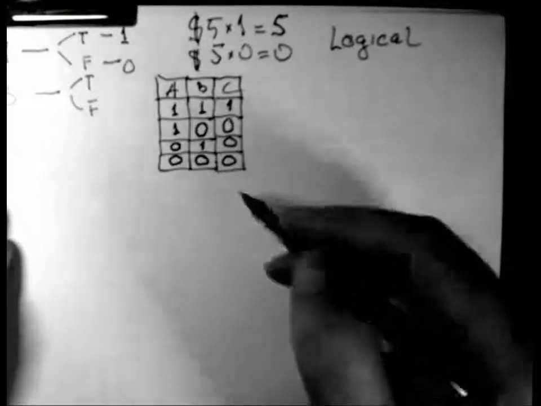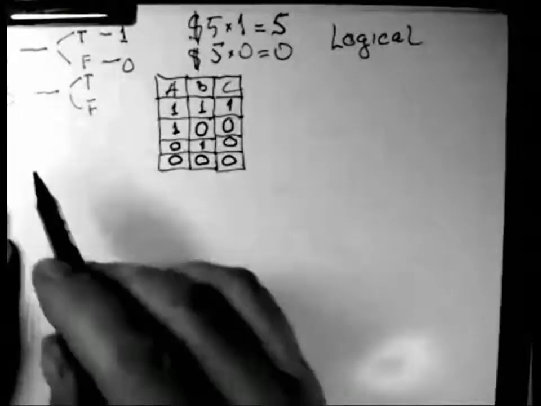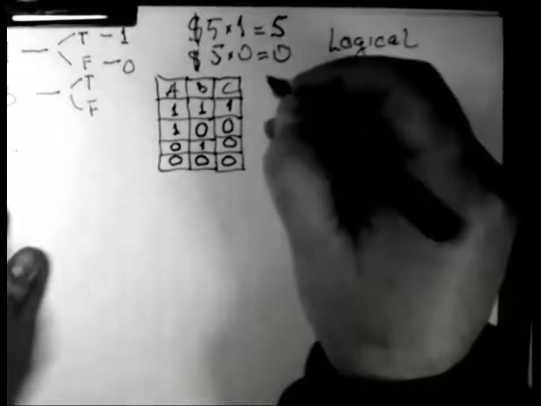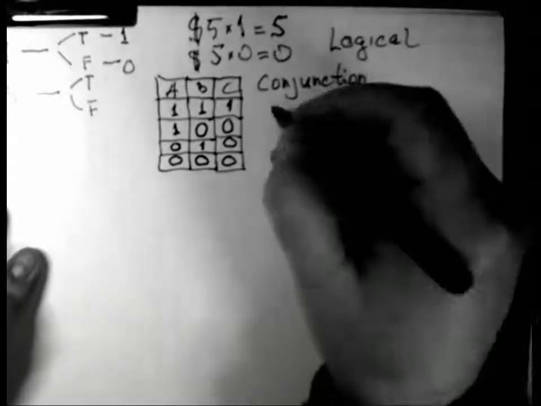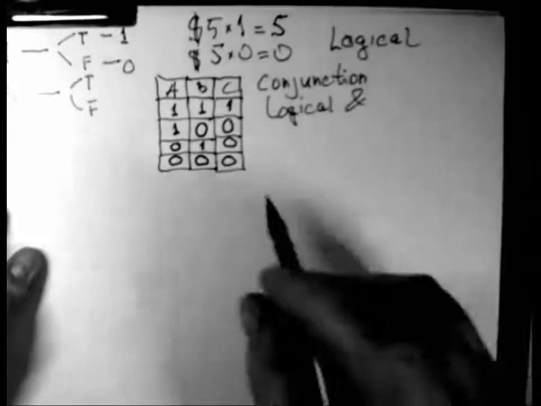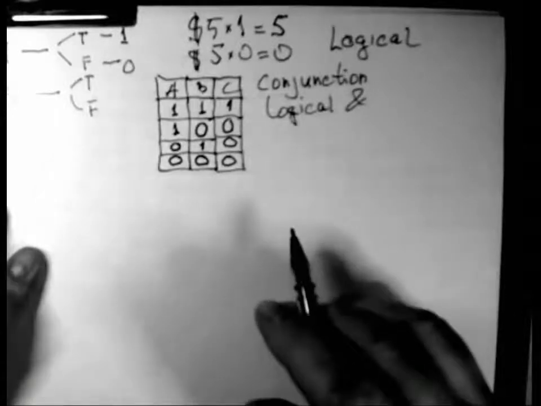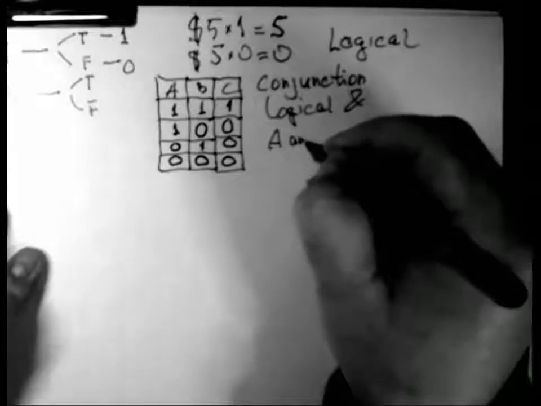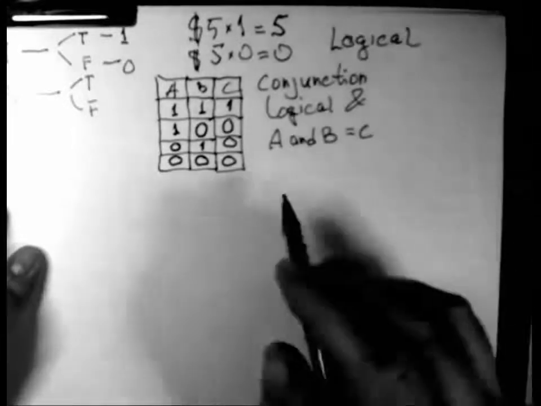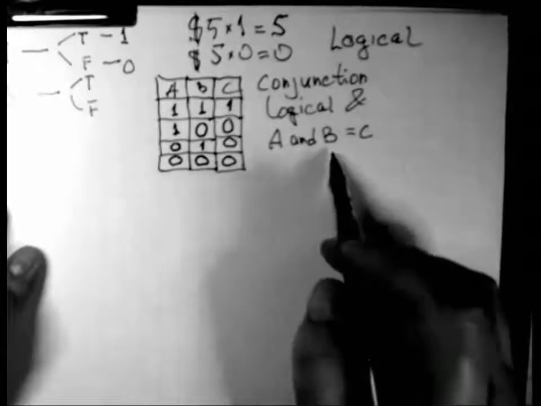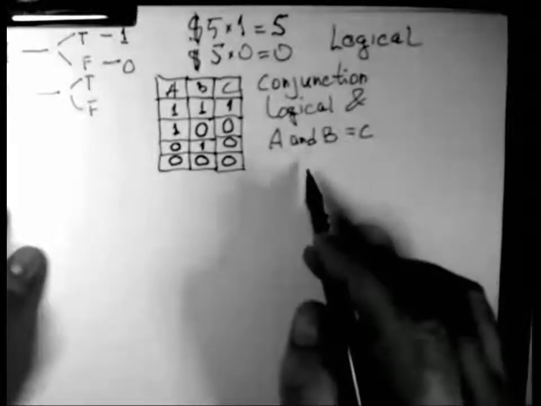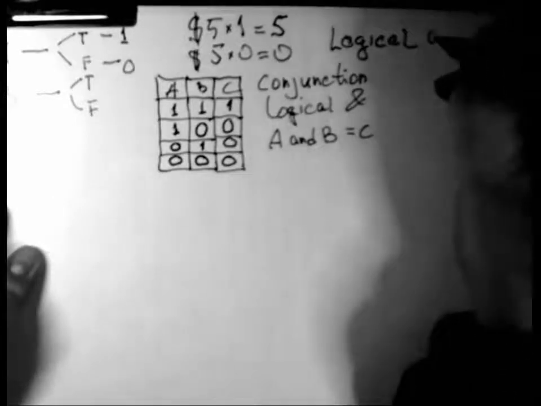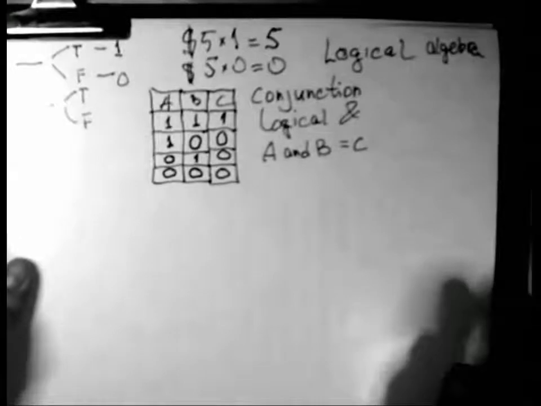Folks, this operation between two events, they have a relationship between them. This relationship is named conjunction. Conjunction is a logical AND. So for these two events, expressing it algebraically, we can say A and B is equal to C. So only when A and B both together are true, then C will be true. This is an element of logical algebra.